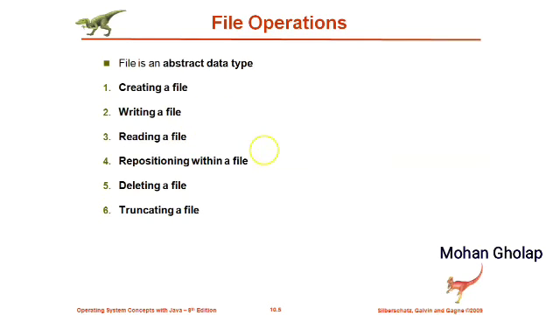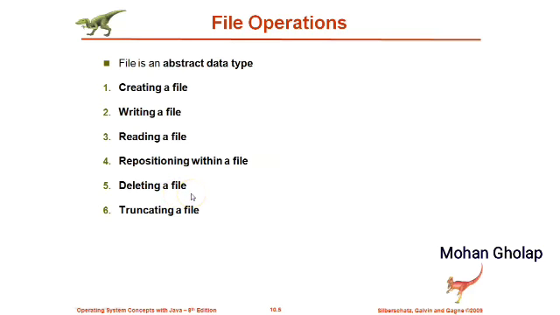The next one is repositioning within a particular file. Whenever you are performing a read or write operation, there is a particular pointer that is called the current file position pointer. Usually whenever you perform an IO operation, the last IO operation location is considered as the current file position pointer. But if you want to change the position of that, that operation is called repositioning within a file, means repositioning or changing the position of the current file position pointer.